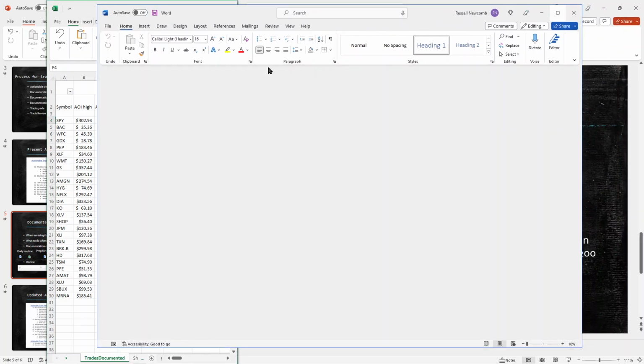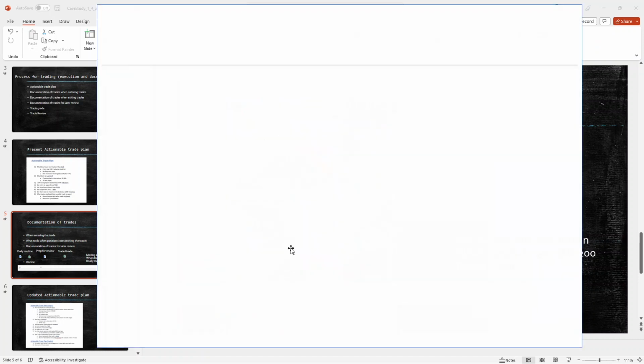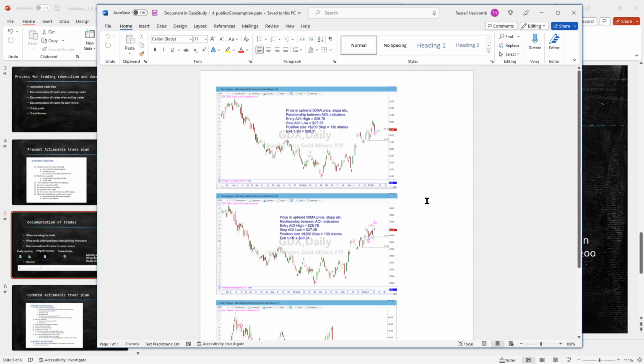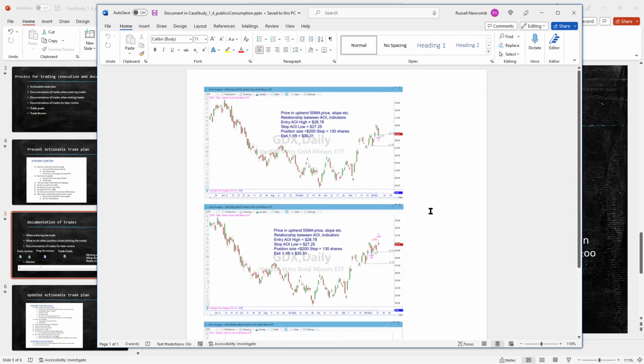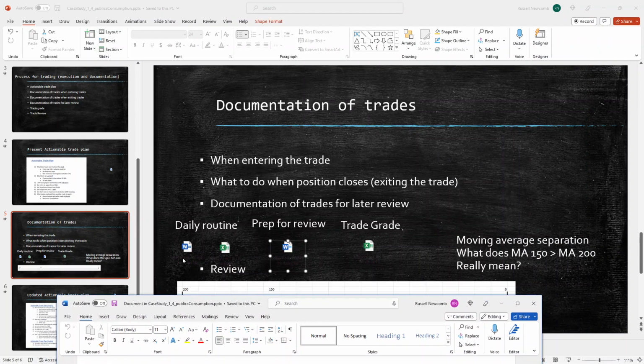Okay. So you've been going along doing this for a couple of months, and I have learned to do this on a somewhat daily basis. What I do is just copy and paste over the screenshots from my daily routine file.